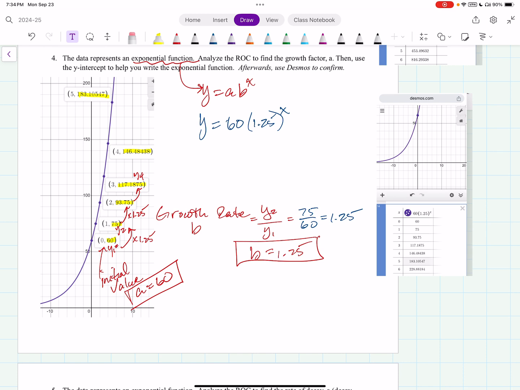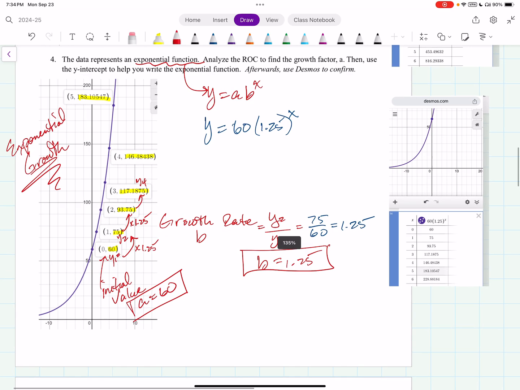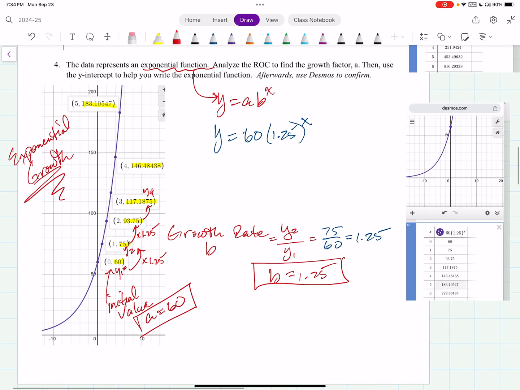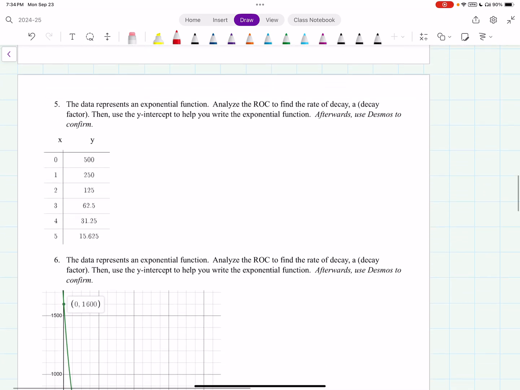This is an example of an exponential growth function because it goes up. Things increase over time. Exponential growth. It increases exponentially, which means super fast. Okay, there we go. And that's number 4. And like I said, this is a video, right? So you can always pause, play, rewind, listen to it again in order to master it.